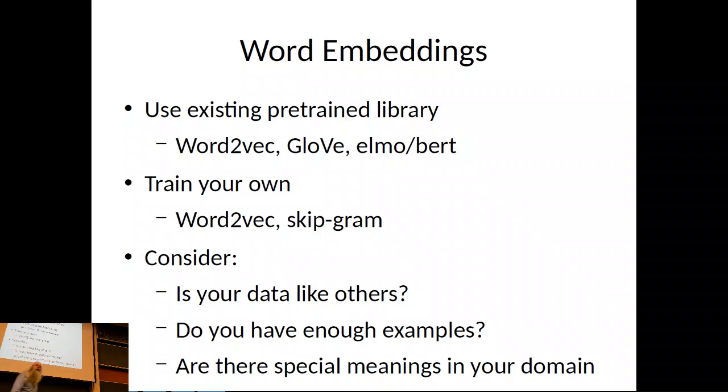You can train your own representations. What you can do is take a corpus and try to get the best 300 floating point numbers to represent the words that are in your corpus.